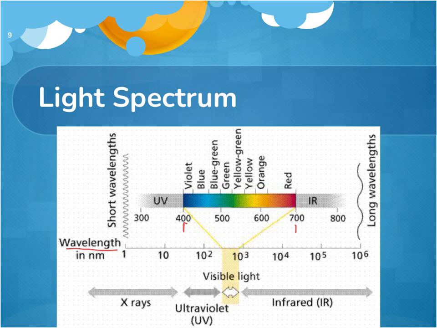Other types of light exist. There's ultraviolet light, and that exists between 300 and 400 nanometers, and infrared light, which we feel as heat, and that exists between 700 and 800 nanometers. But any of the light that you can see is between 400 and 700 nanometers.